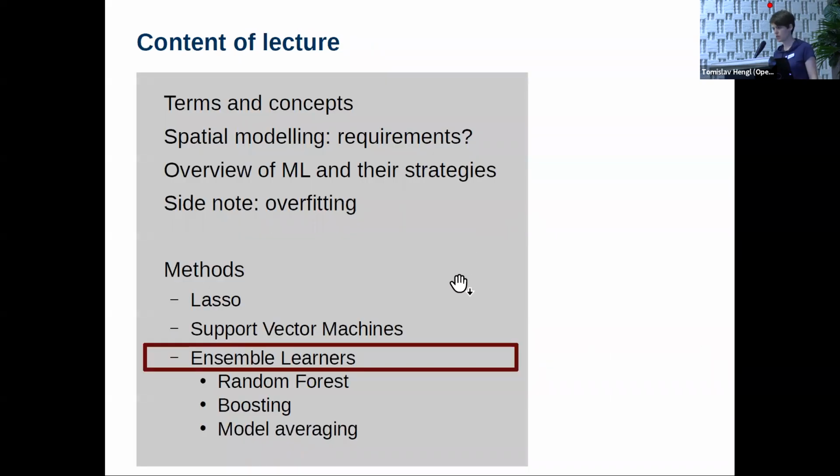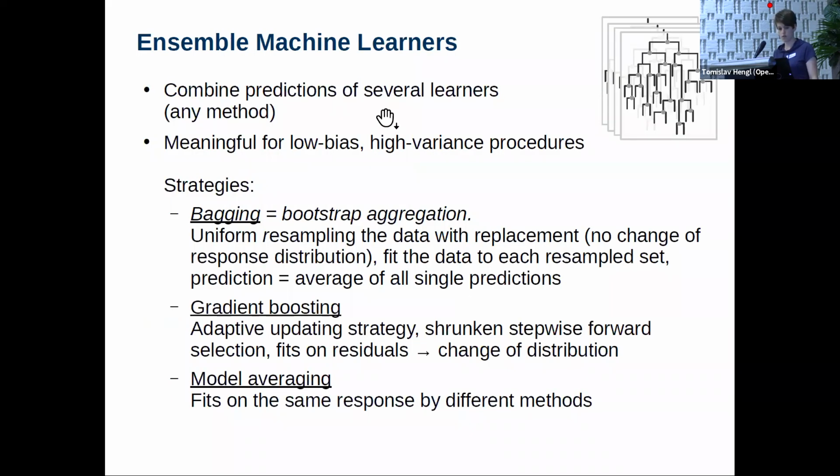So we proceed to the ensemble learners, where the first is random forest. First, ensemble learners: it's basically you combine different learning methods. And this is usually very meaningful if you have a procedure that has a low bias. So on average, it's correct, but it usually has a high variance, so it's flipping around a lot.